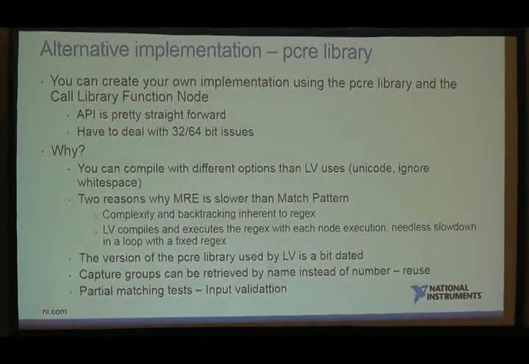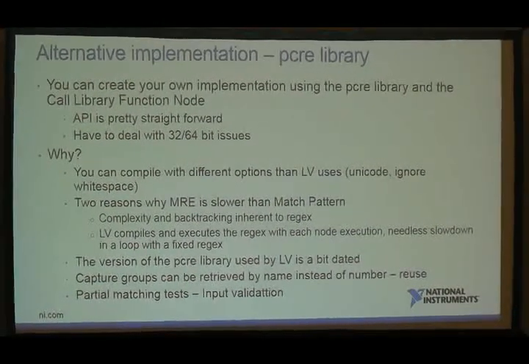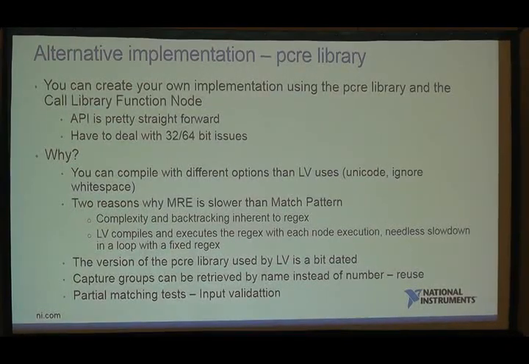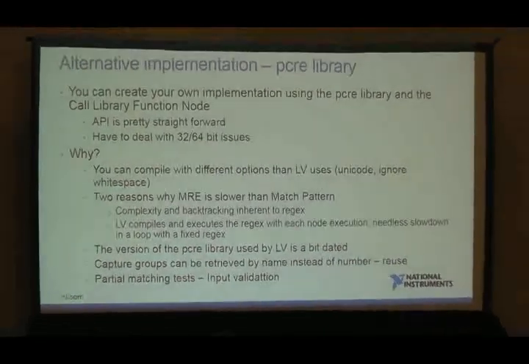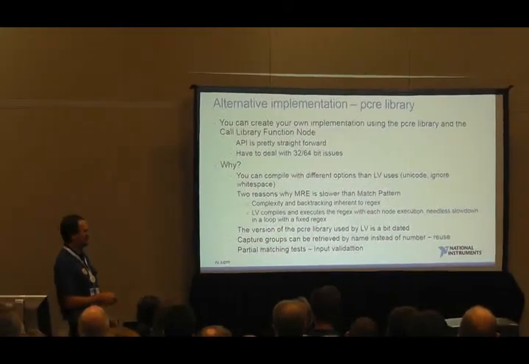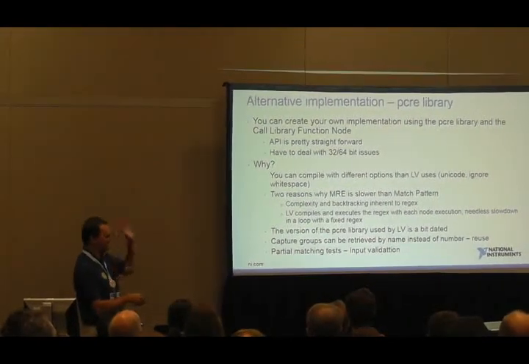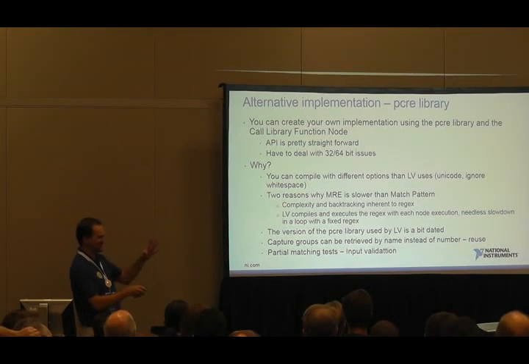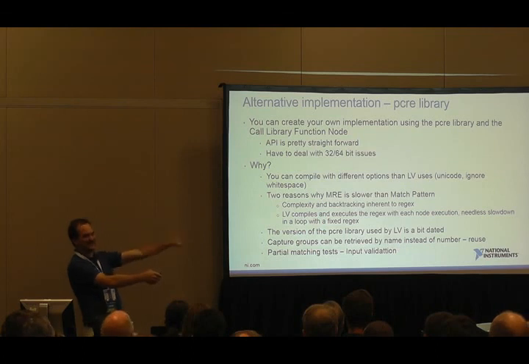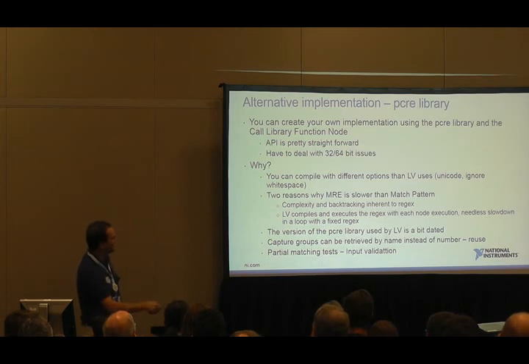You can, if you want, build your own library from the same PCRE library. The API is pretty straightforward. You just have to look out for 32, 64-bit issues. Why in the world would you do this? Now you're adding a call. There are a couple reasons. You can use different options than what LabVIEW gives you by standard. If you find yourself using Unicode, you can compile in options to let you put in white space that gets ignored. Part of the problem with regexes is that it's a wall of characters, because if you put a white space character in there, it's going to take it literally. You can compile it with an option to ignore that, so you can have nice formatting.